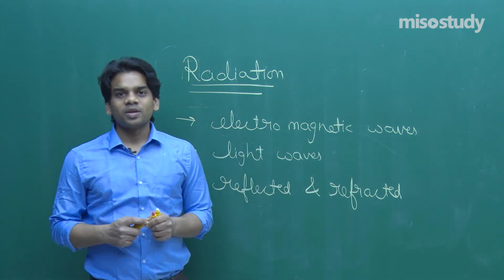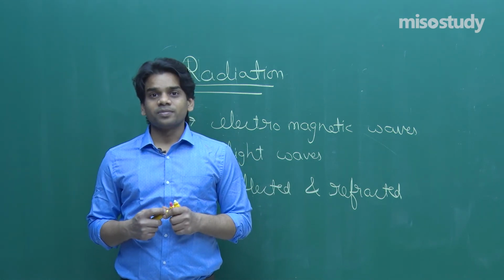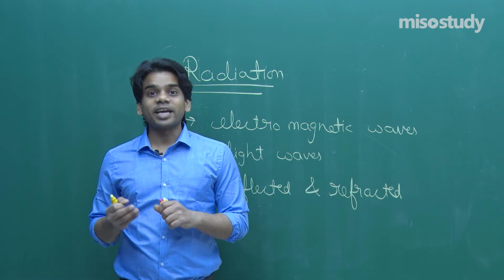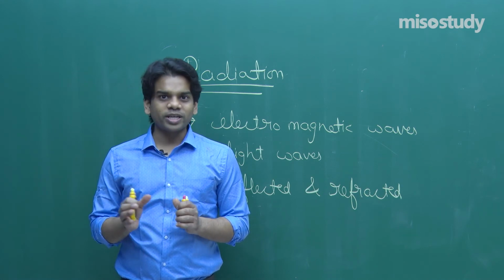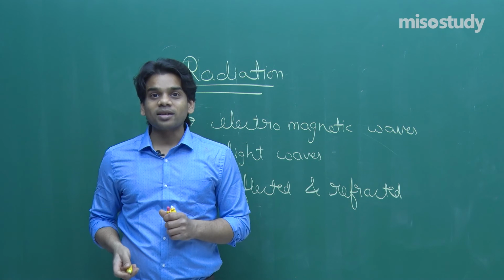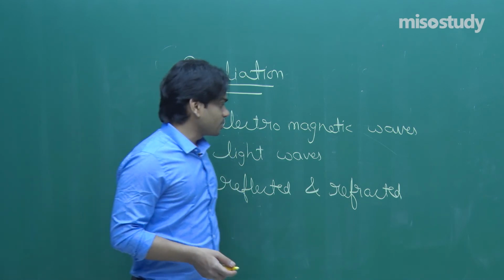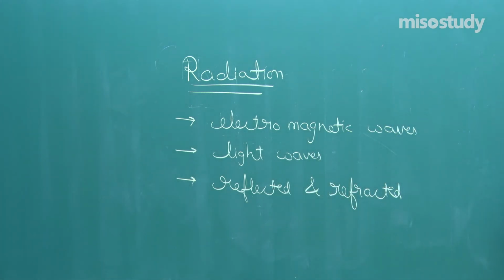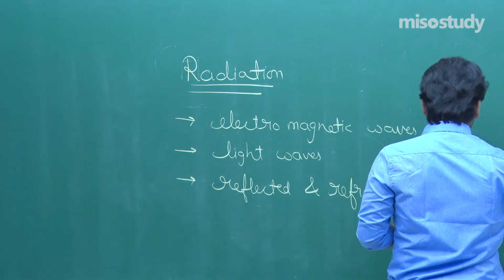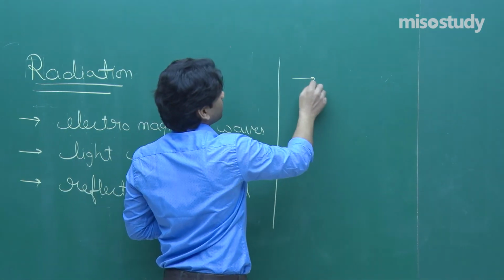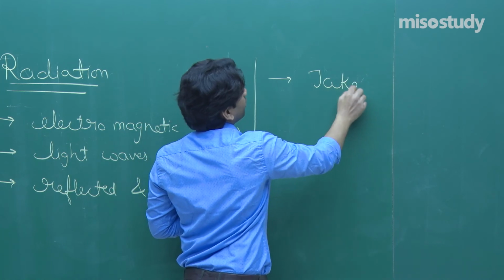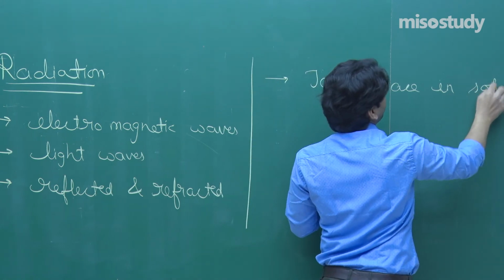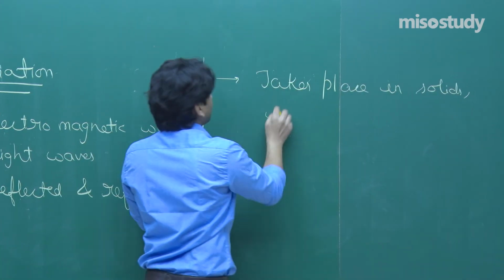Now some more parts. What do these radiations carry with them? They carry heat energy. Transmission of heat through radiation can take place in all three states of matter, that is solid, liquid and gases. So transmission of heat through radiation is possible in all three states of matter. So it takes place in solids, liquids and gases.